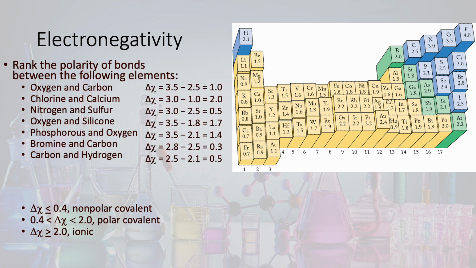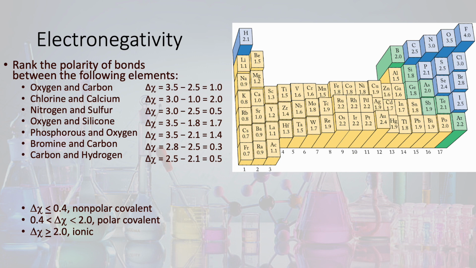So if we look closely here, our first one, oxygen and carbon: the electronegativity of oxygen is 3.5. The electronegativity of carbon is 2.5, right? So 3.5 minus 2.5 equals 1. That falls within our range between 0.4 and 2. We would consider this a polar covalent bond, right? So in this covalent bond, oxygen is pulling much more strongly on the electrons that it's sharing with carbon, making oxygen a little negative and making carbon potentially a little positive.